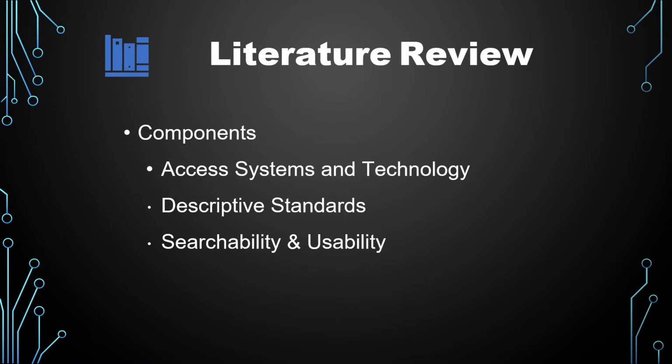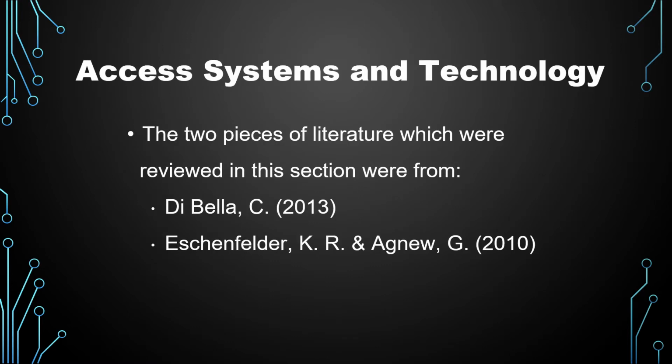The literature review will be broken into three parts: access systems and technology, descriptive standards, and searchability and usability. Each of the pieces of literature will be under one of these three categories. In the access systems and technology portion of the literature review, we'll be focusing on two pieces of literature. The first, called Shelby White and Leon Levy Archive Center, Institute for Advanced Study by Christine DeBella. The second, called Technologies Employed to Control Access to or Use of Digital Cultural Collections, Controlled Online Collections, by Kristen Eschenfelder and Grace Agnew.